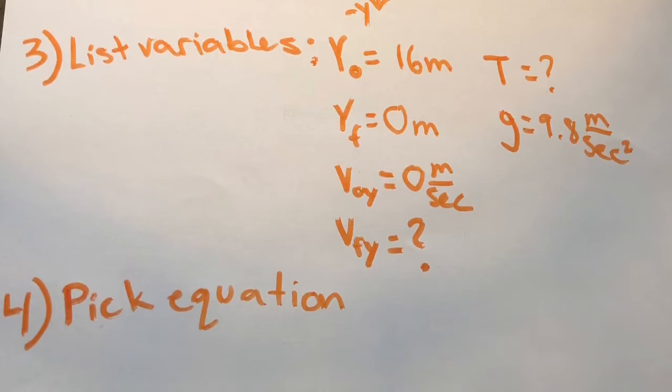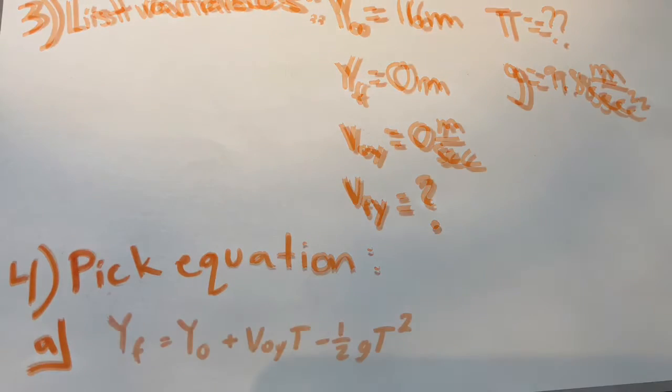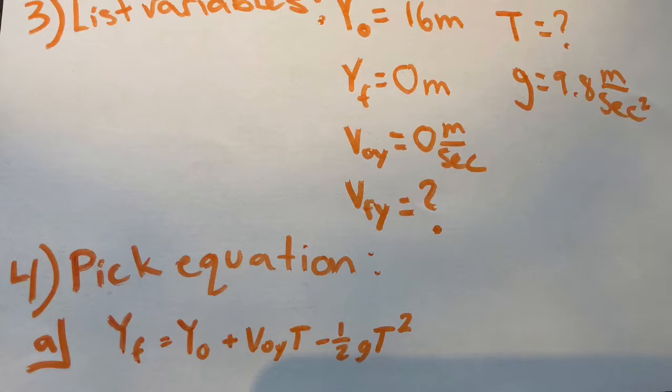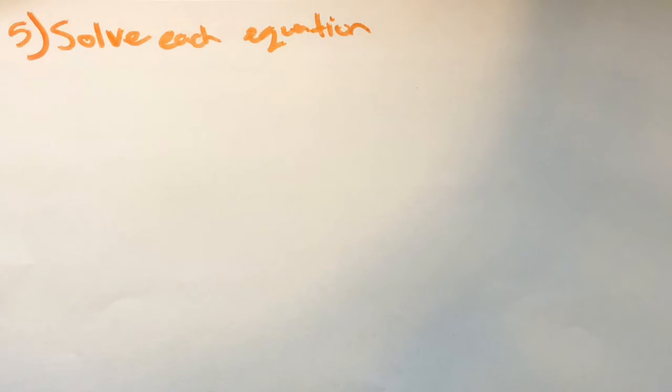Then we will pick one of our equations to solve for t. For question A, we will use yf equals y0 plus v0yt minus 1/2 gt squared because we are given initial and final vertical position as well as initial vertical velocity. For part B, we will use vfy equals v0y minus gt because we are solving for final vertical velocity. Step 5, solve each equation for the variable you are looking for.